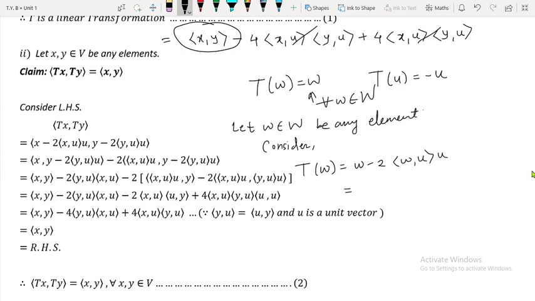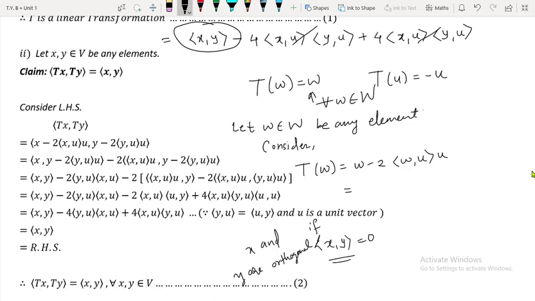which is further equal to. Now see, we are saying that u is a unit vector orthogonal to W. So u is a unit vector orthogonal to W means what? U is perpendicular to W. So when do we say two vectors are orthogonal? I hope you remember, x and y are orthogonal if their inner product is 0, right? If inner product of x with y is equal to 0.